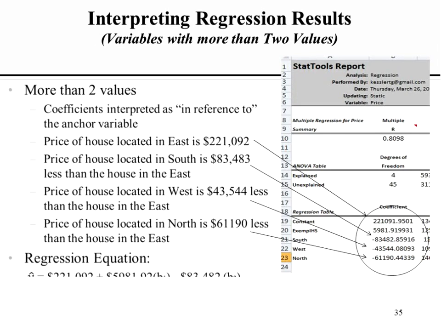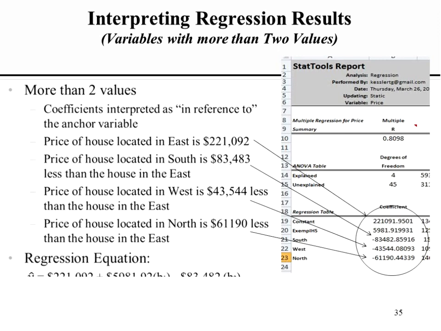Now let's take a look at how we would interpret the table, and I went through this before. If we have all of our categorical variables included, and I mentioned this before, but this gives you the slide to actually reinforce what I was saying to you before, that the coefficients here in the regression table really are interpreted in reference to the anchor variable. And so the constant reflects the estimated price of the house, 221,091, in the east region, in the anchor variable region.